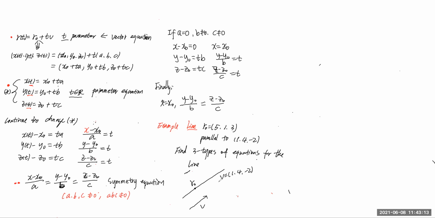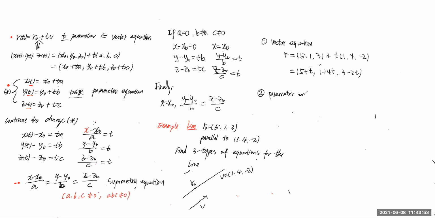So the first is the vector equation, which is r = (5, 1, 3) + t(1, 4, -2). You write it as (5 + t, 1 + 4t, 3 - 2t). So that's the first one, and this is the second.